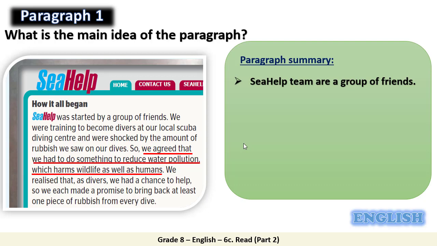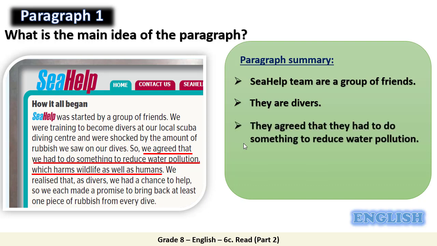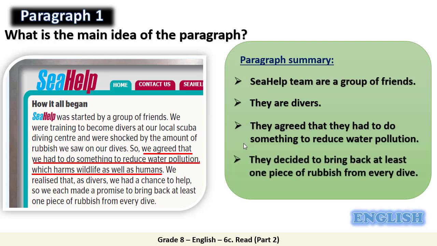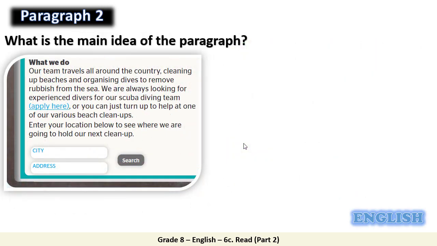Sea Help Team are a group of friends. They are diverse. They agreed that they had to do something to reduce water pollution. They decided to bring back at least 1 piece of rubbish from every dive. Great. Now let's move to the second paragraph.